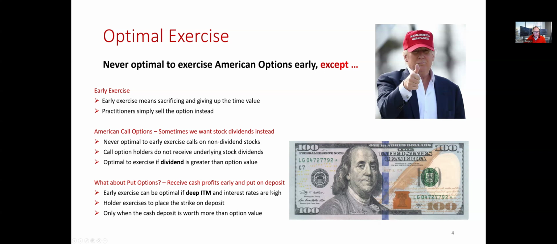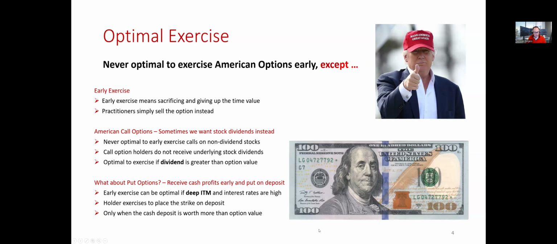Now, what about put options? Put options give us the right to sell the stock at the strike price. Sometimes it's optimal to exercise these early if the cash profits that we're going to receive from exercising the option can be put on deposit and earn more money from that deposit. So early exercise can be optimal if the put option is deep in the money and interest rates are high. The holder would exercise to place the strike on deposit.